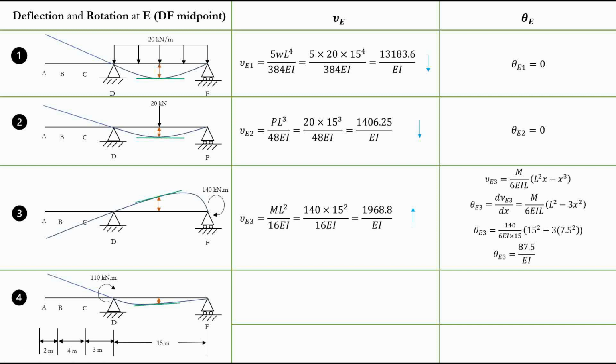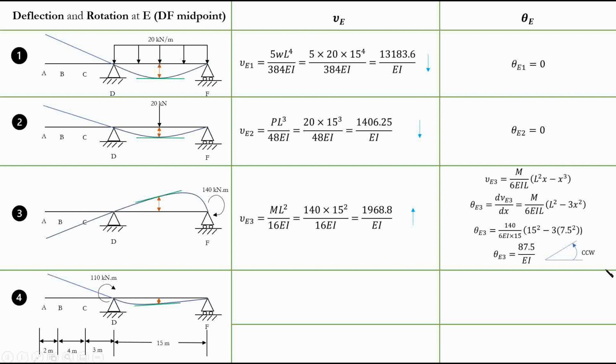And now, very important, is this clockwise or counterclockwise? As you can see, it's this way, the slope. So if this is our normal, and this is our sloped or deflected shape, our rotation is going to be counterclockwise, right? So it's moving in the upper direction, it's moving in this direction. So that's why it's counterclockwise.